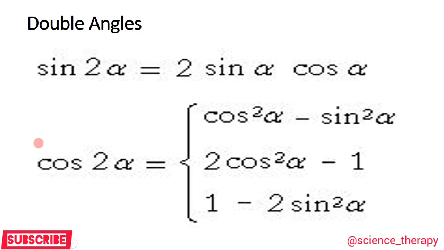Then we also have this one for the cos double angle. So this is cos 2 alpha, which will give us cos squared alpha minus sine squared alpha, which can also be written as 2 cos squared alpha minus 1, and also 1 minus 2 sine squared alpha. I'll be showing you how we get to the part whereby we have this 2 cos squared alpha minus 1, and also this 1 minus 2 sine squared alpha, using this one that we have.